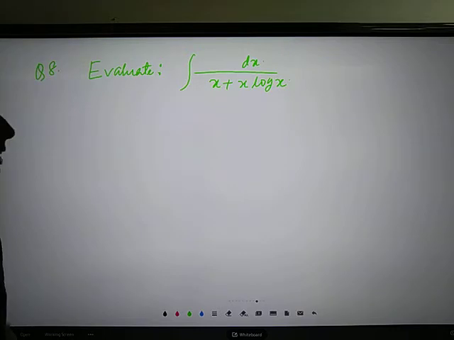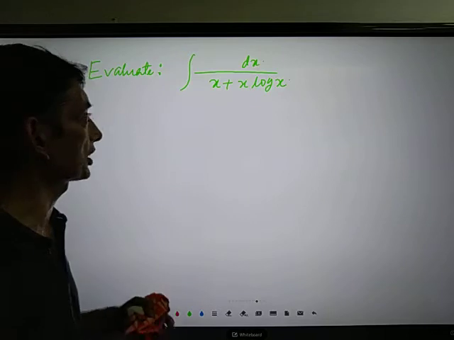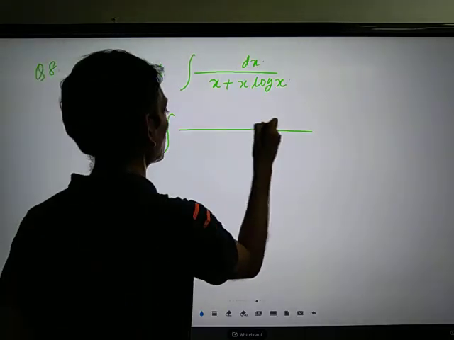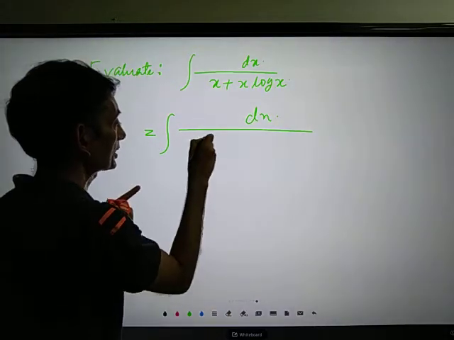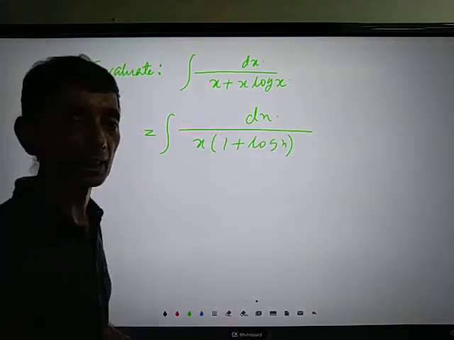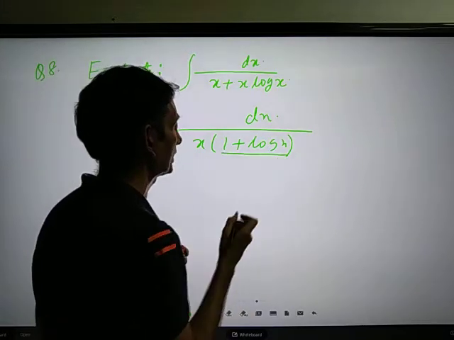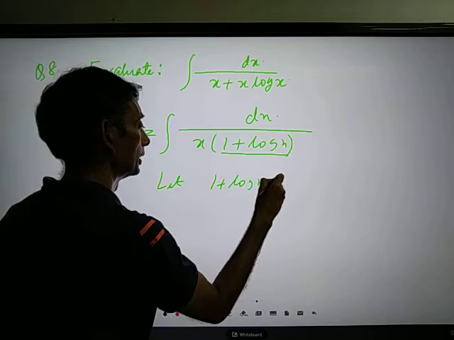Evaluate the integral of dx by x plus x log x. So it is also a textbook question and a CAT question. To solve this integral, we'll follow simple steps. In the denominator, we'll take x common, so it's x times 1 plus log x. Then we'll substitute 1 plus log x equal to t.